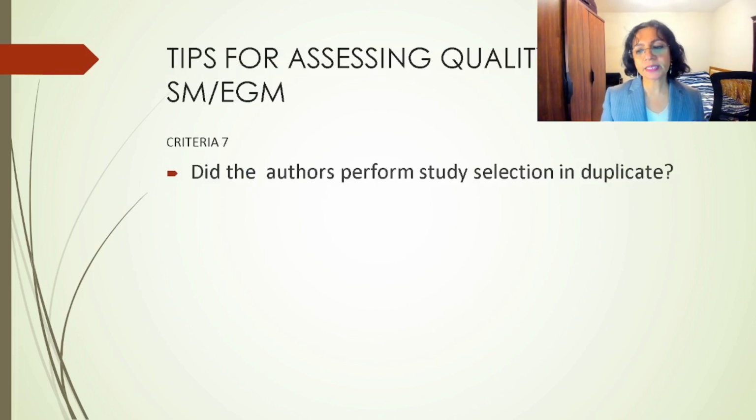Did the authors perform study selection in duplicate? This step is also important because the map also follows the systematic review process. So duplicate study selection and screening is important, and it is good to mention this in the report, like how the title and abstract screening was done, whether a sample of the records was screened in duplicate, or all the records. It may not be possible to do duplicate selection for all the records, because there could be a large number of records in a systematic map.